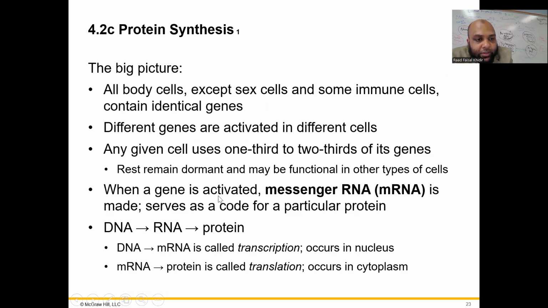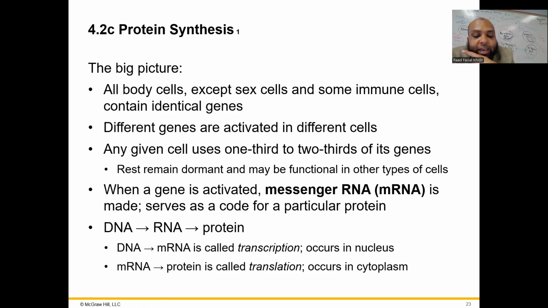Okay, protein synthesis. So the big picture. All the body cells, except the sex cells and some immune cells, contain identical genes. So different genes are activated in different cells. Any given cell uses 1/3 to 2/3 of its genes. The rest remain dormant and may be functional in other types of cells.